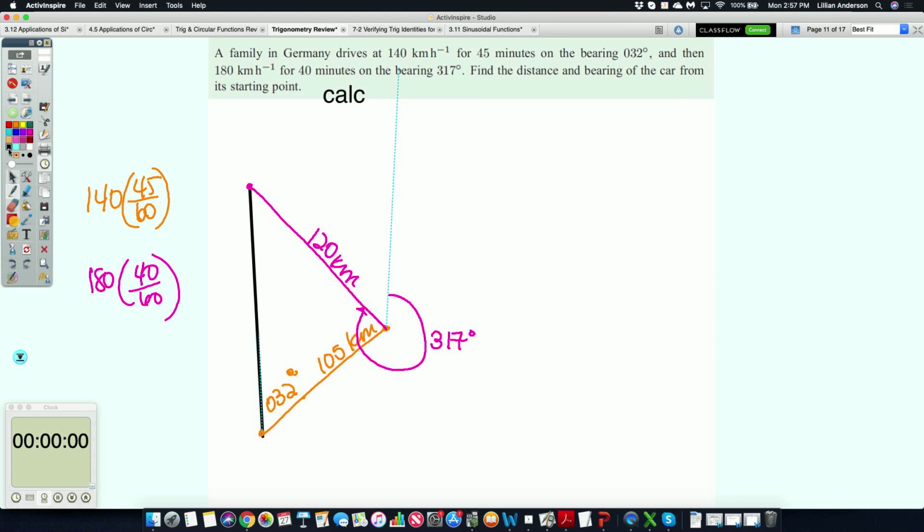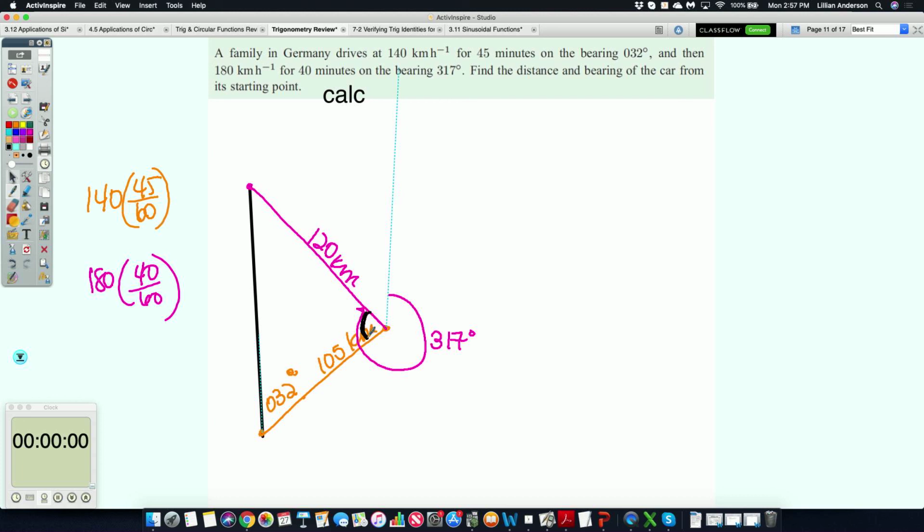Now, my question is, in order to do this, I need to know what this angle is right here. What is it? Is it 1.5? How'd you get that? I got 73. How'd you get that? Well, you can use alternate interior angles from the 32, from the bearing, it's like 32 on the other side.